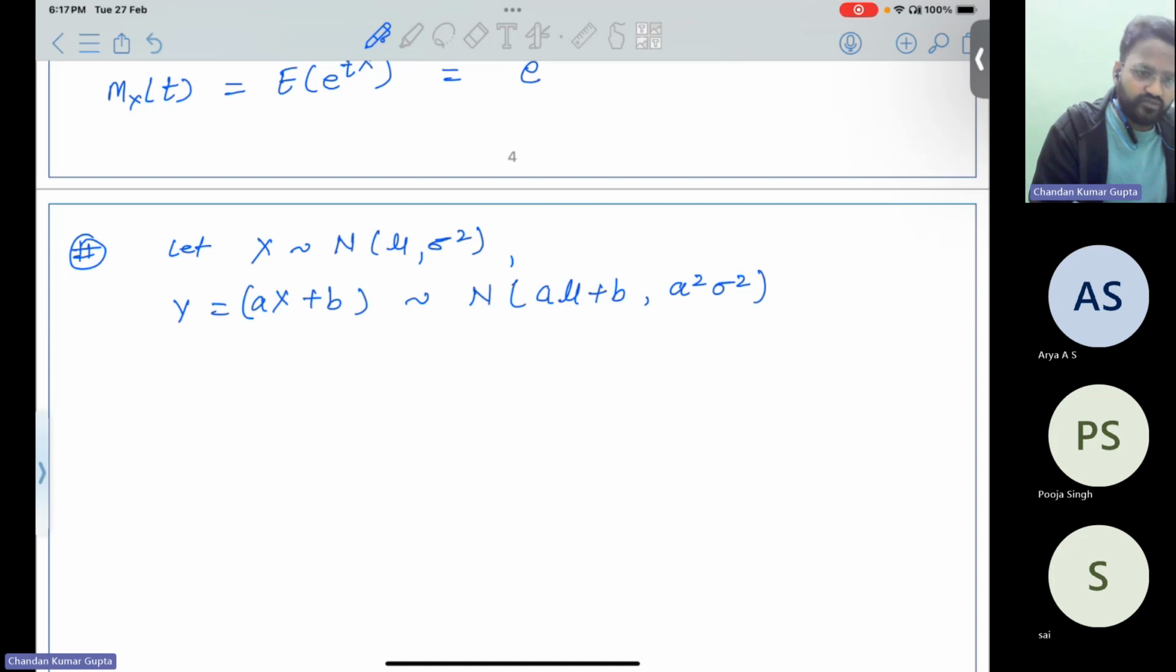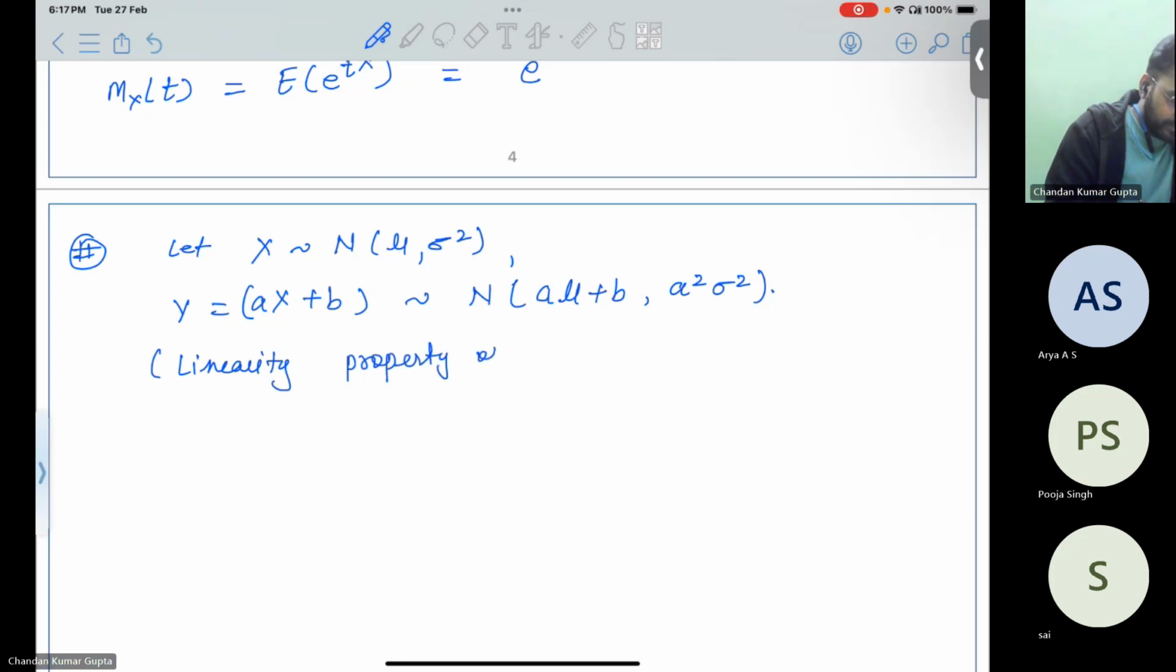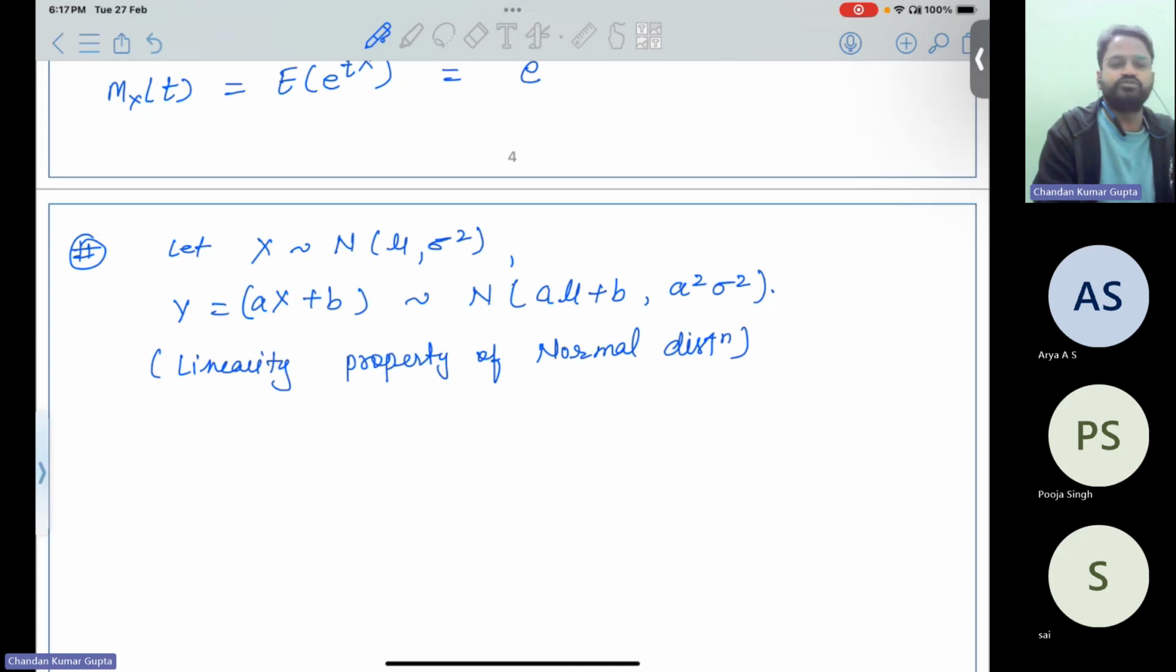I've written that y follows a normal distribution with mean a mu plus b and variance a square sigma square. Okay. So this is the linearity property of the normal distribution. So this is one property.